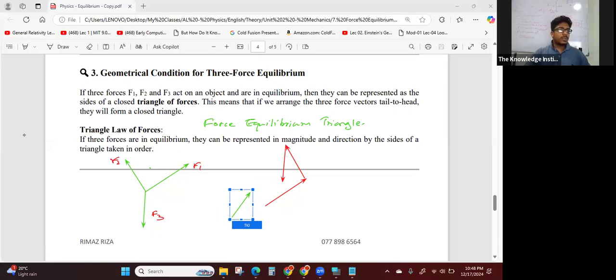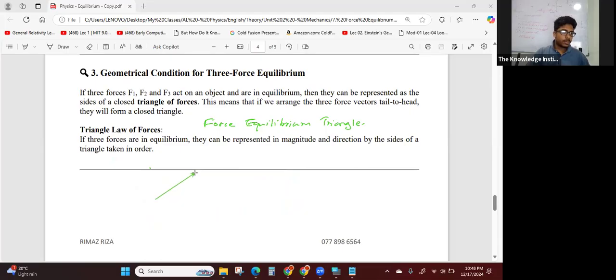Okay, so let's consider the equilibrium equation. So I take three forces. Now let's say these are F1, F2, F3.